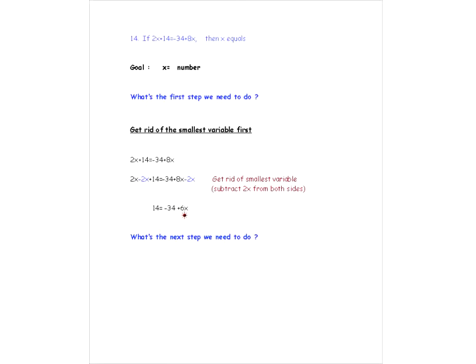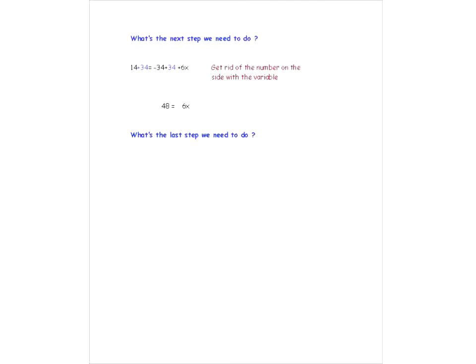So any idea, guys, what step we're going to do at this point to simplify things? Remember, we want to end up with just x on the right. So what do we want to get rid of on the right side that's there? Okay, we're going to want to get rid of this minus 34. So we get rid of that first. We're going to add 34 to both sides. So here we go. There we're adding 34 to both sides.